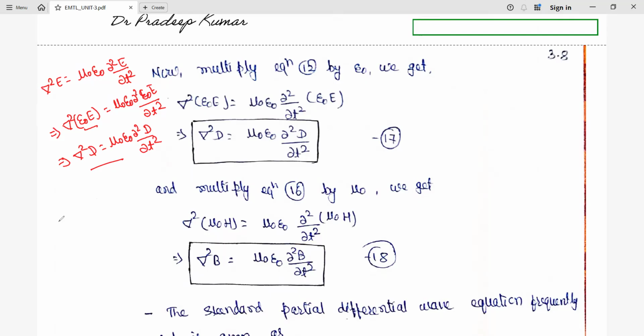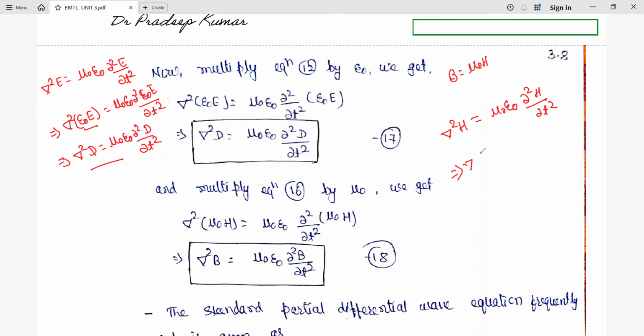Similarly, in case of magnetic flux density also we can write. We have the field equation, that wave equation in terms of field intensity: del square H equal to mu naught epsilon naught dou square H by dou T square. Now again here we have B equal to mu H. So now we have to obtain mu naught into H, so both LHS and RHS we are going to multiply by mu naught.